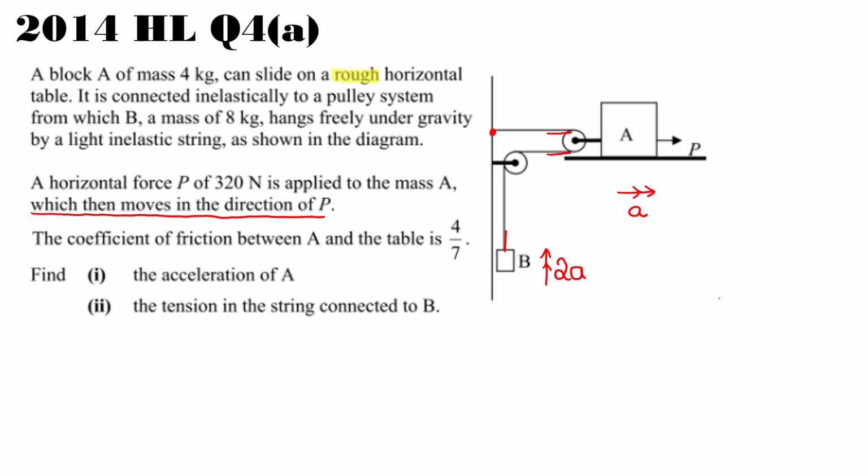Remember, the logic to use for that is every time that A moves a meter, it is effectively taking 2 meters of string from B. That's why B has double that acceleration. So that's a great way to make sense of it. Even though the question doesn't ask for it, we are going to draw out our force diagrams to help us to finish the question.